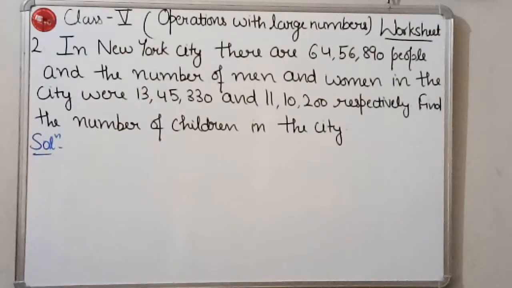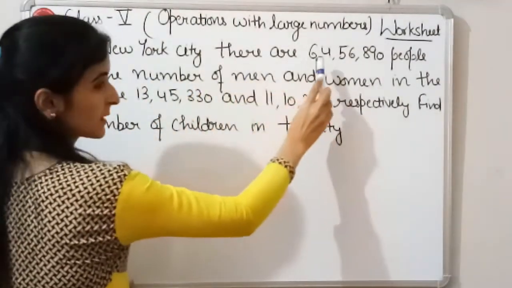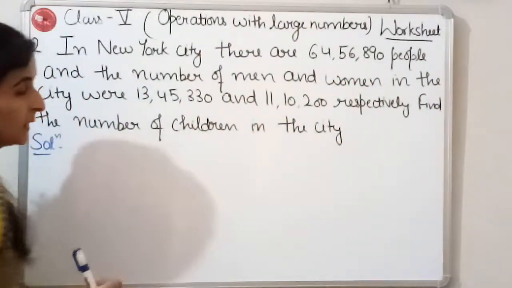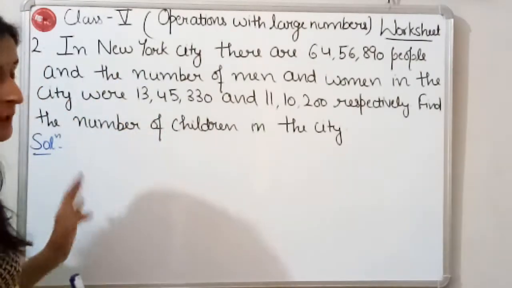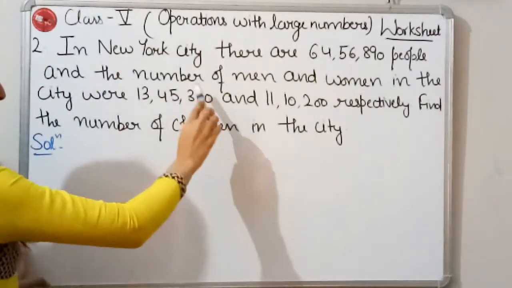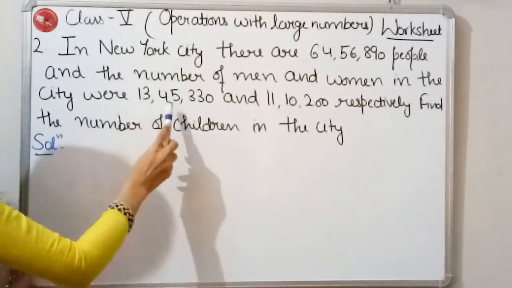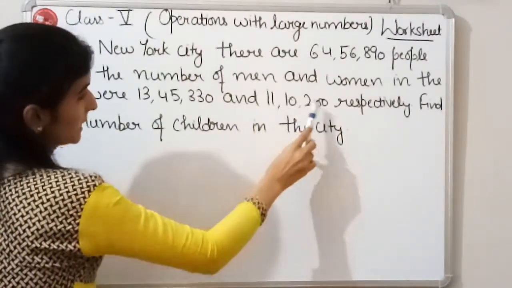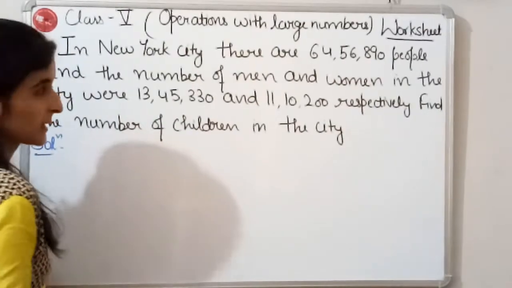Now let's come to second question. Second question is, in New York City there are 64,56,890 people. It means we have been given the total number of people in New York City. Then the number of men and women in the city were 13,45,330 and 11,10,200 respectively. Find the number of children in the city.